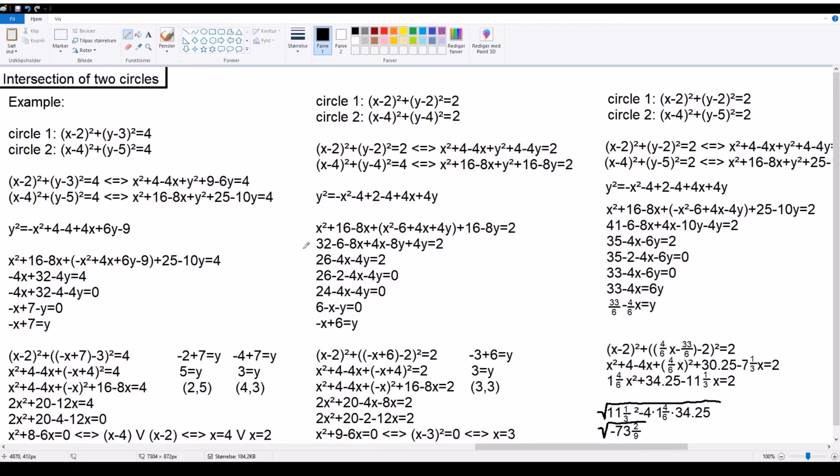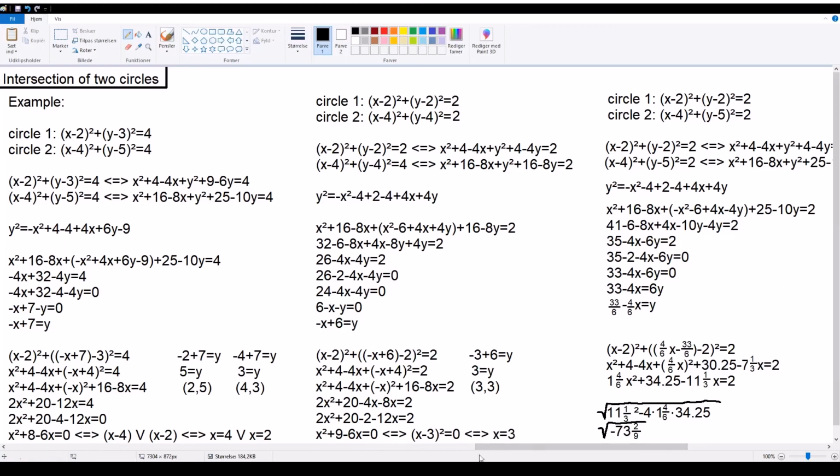Now, if you want to do the same thing, but with two circles where only the edges touch, so there's only one intersection point, you do essentially the same thing. As you can see here, you do the same thing all the way down as you do over here. The only difference comes down here when you're doing the quadratic equation. So as you can see, here we ended up with x squared plus 9 minus 6x equals 0. Here, the common factor is just -3, meaning that x can only be equal to 3.